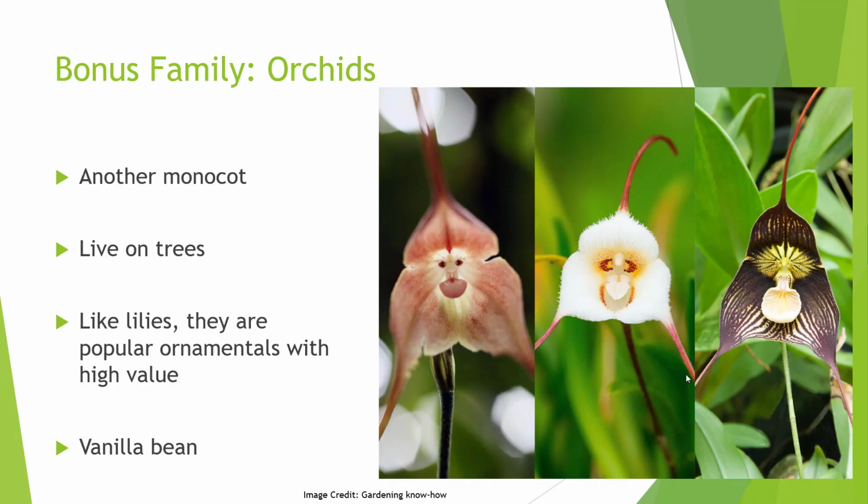Now, a little bonus family for you that you don't have to memorize are the orchids. It's another monocot, so like grasses and lilies, it's going to have those parallel veins in their leaves. They are going to live on top of trees or on top of rocks. These are plants called epiphytes, meaning they grow on top of other plants. Like lilies, they have a very high ornamental value, and you can find a lot of the common varieties in the store. Here are some monkey face orchids just because they look fun. The vanilla bean is a surprising other example of an orchid.